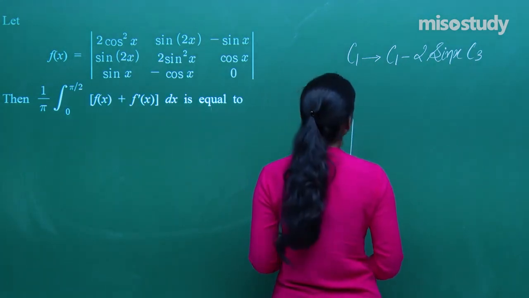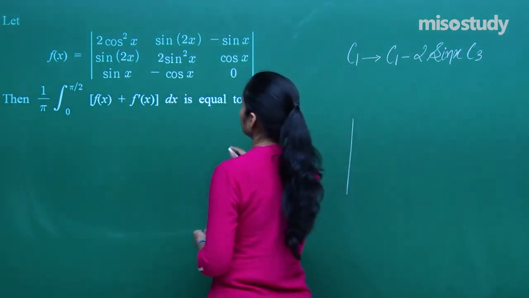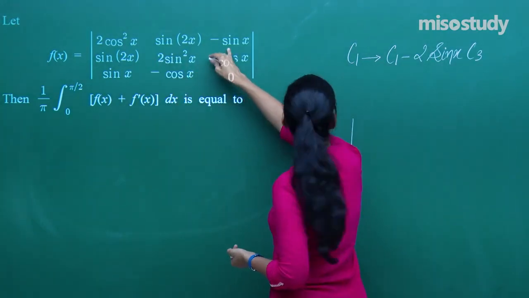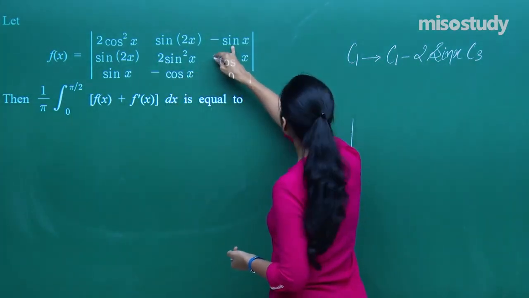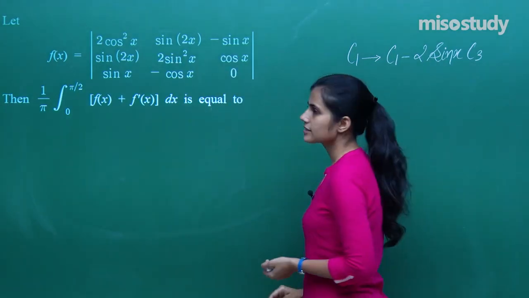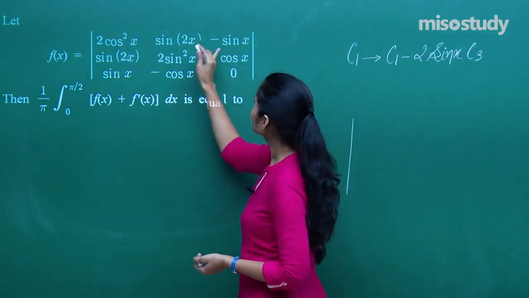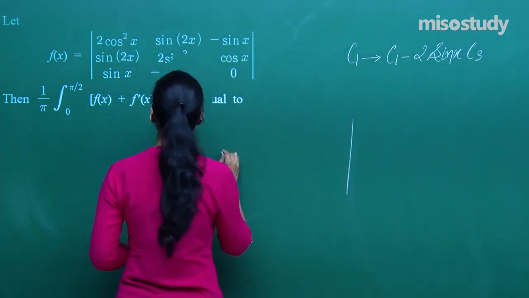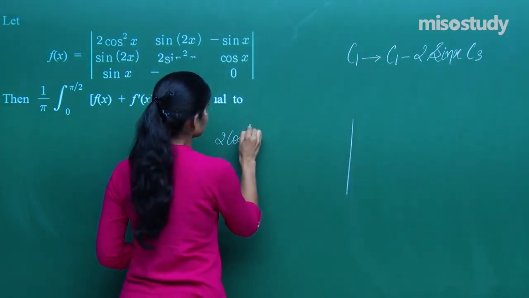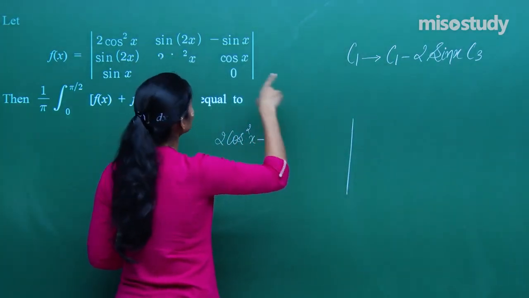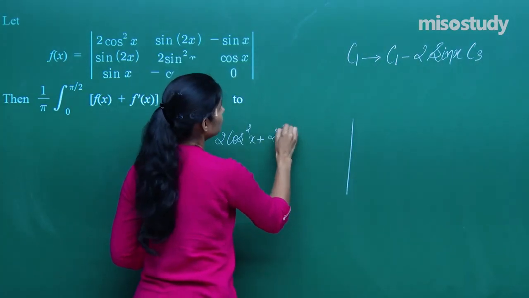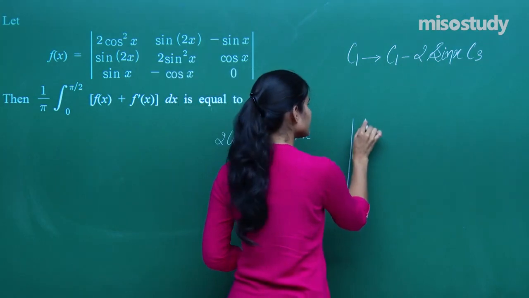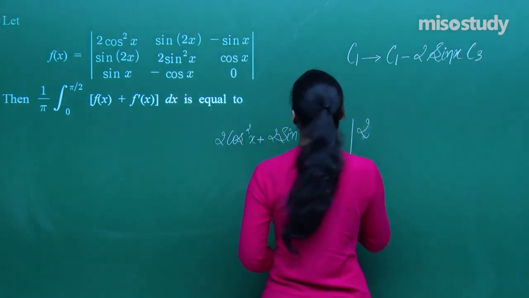Column 1 goes to column 1 minus twice of sin x column 3. That means this is 2 cos square x already. This is going to become 2 sin square x, right? So 2 cos square x plus 2 sin square x is what it is going to become, isn't it? So what I'm trying to say is this is 2 cos square x, and the minus is going to become plus 2 sin square x. So 2 common, cos square x plus sin square x is 1, 1 into 2 is 2.